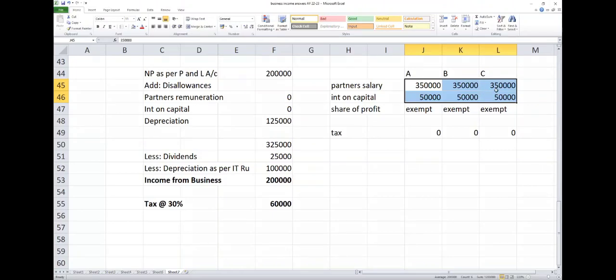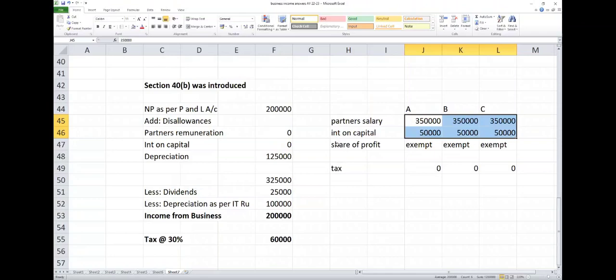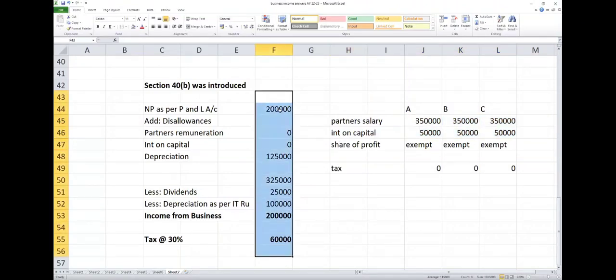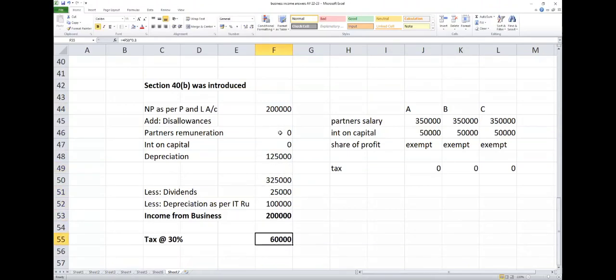But sorry, the share of profit can be added to tax. Isn't it profit, depreciation, minus dividend, business income? So salary and interest are added to the profit, and the firm will continue to pay the tax. Another point: it is exempt in the hands of the partners.